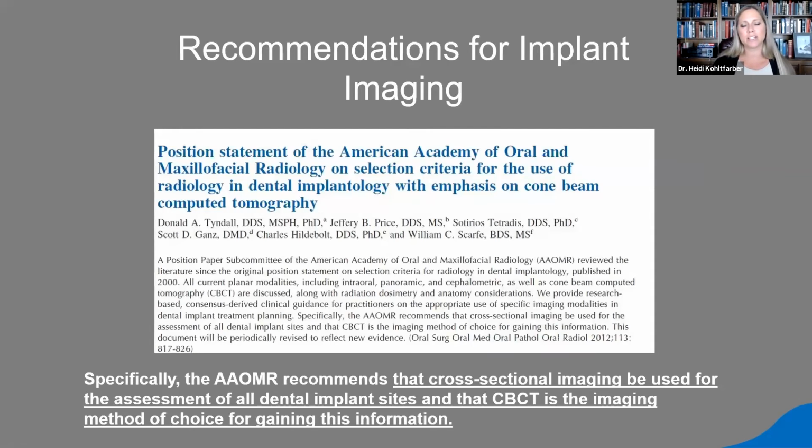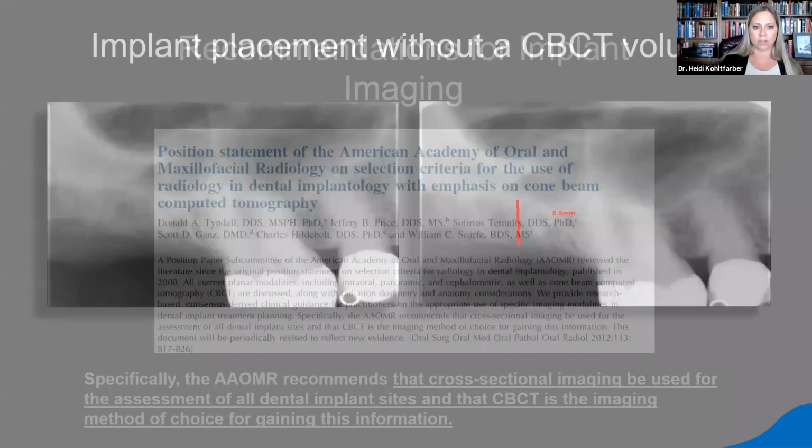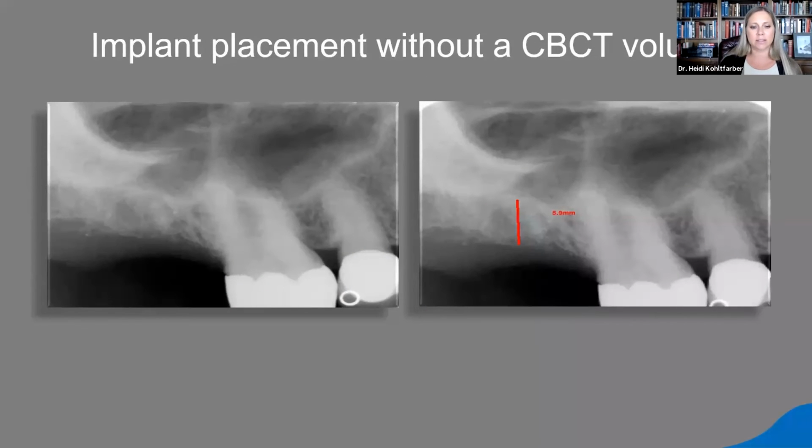All right, so what's the recommendation for implant treatment planning? The American Academy of Oral and Maxillofacial Radiology, in conjunction with dental implantology, recommends that cross-sectional imaging be used for the assessment of all dental implant sites, and that CBCT is the imaging method of choice for gaining this information.